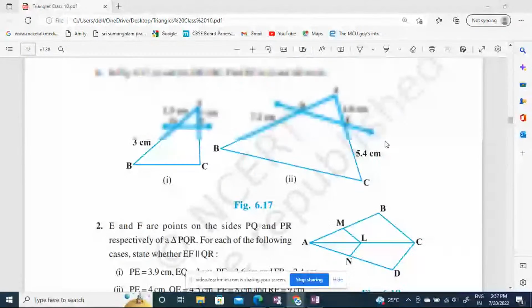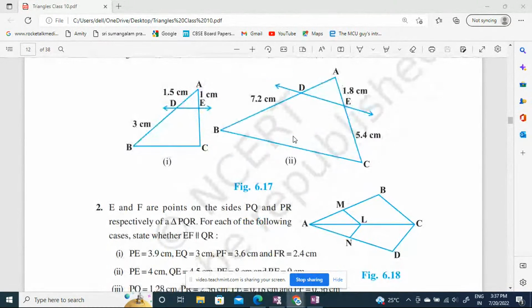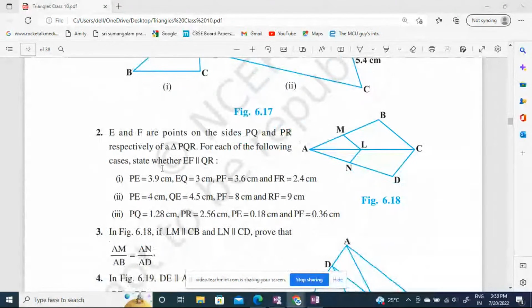Now, this is the question. Exercise is 6.2. I'm going to start with question number 2 because question number 1 I explained in the previous video. Now question number 2 of the exercise 6.2, name of the chapter, Triangles of class 10th CBSE board. E and F are the points on the sides PQ and PR. You can see over here in this question, E and F are the points. Question number 2 I have explained to you in the previous video.